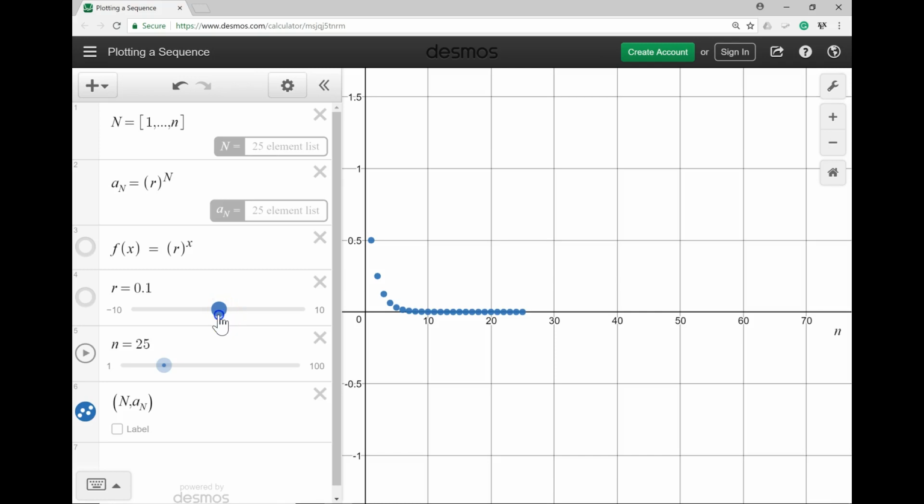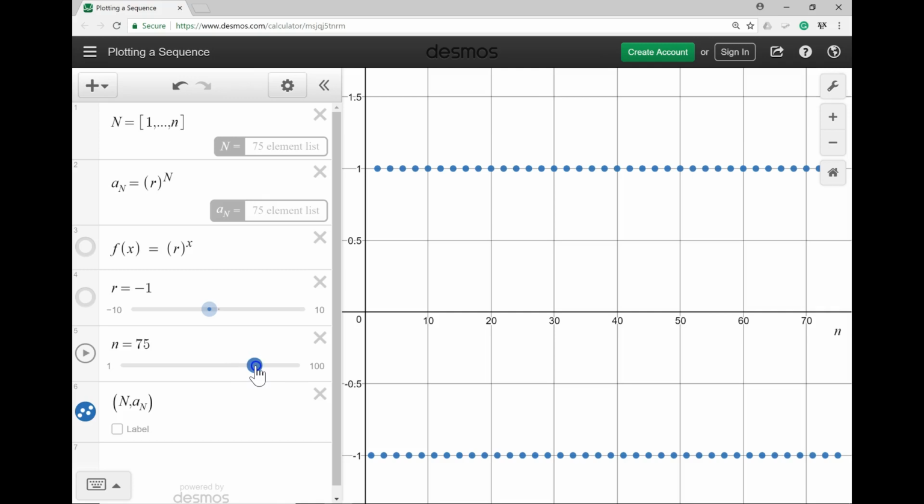Let's explore some other R values. So notice if I go to -1, for example, here is the graph of the sequence (-1)^n, the alternating sequence. And notice what happens is that as we increase the n value, it's not approaching anything in particular, it's just oscillating between -1 and 1, depending on whether n is an even or an odd number. So the limit doesn't exist and the sequence diverges for that particular one.